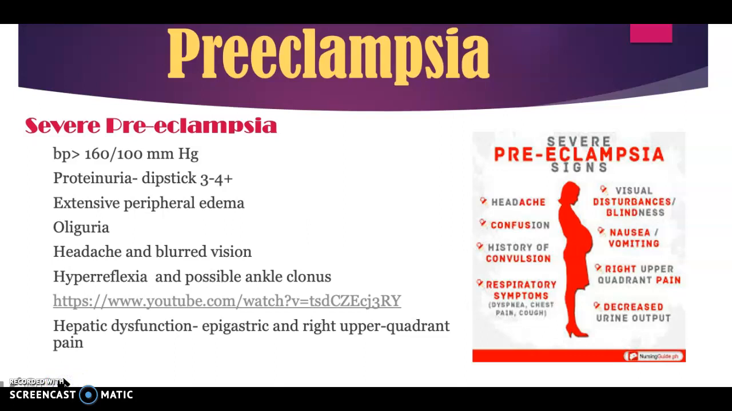And then also we're going to see liver dysfunction. That's where you get the epigastric and right upper quadrant pain, which is a classic hallmark sign of preeclampsia, and you get that from the stretching and the inflammation of the liver capsule.